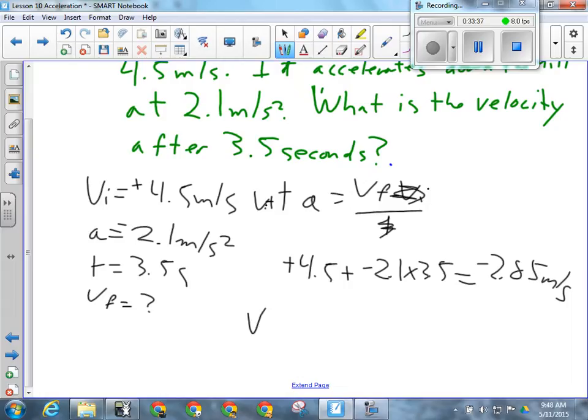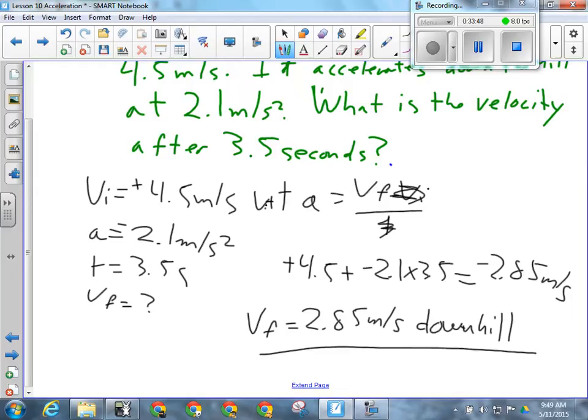So my final answer should be that VF equals 2.85 meters per second downhill. Okay, and we don't want to say down, because down is different than downhill. Down is vertically down. Okay, downhill is some angle that's not 90 degrees to the vertical, or to the horizontal, sorry.